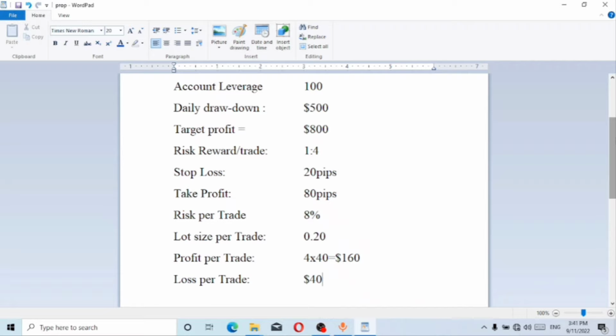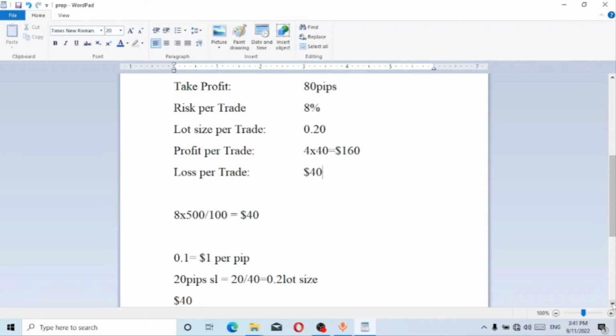So we'll risk 8% of $500 in a trade. How do we calculate 8% of $500? Multiply the 8 by 500 divided by 100 gives you $40. So we want to risk $40 out of this $500 per trade.